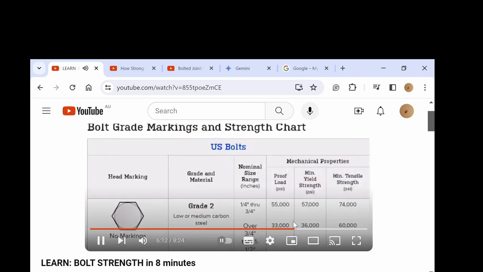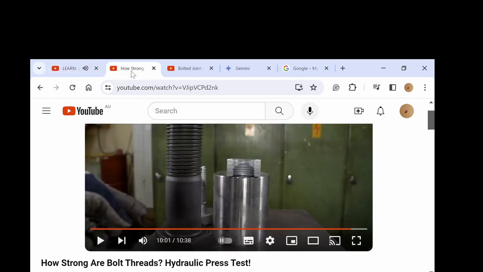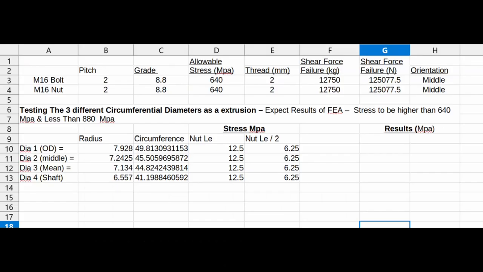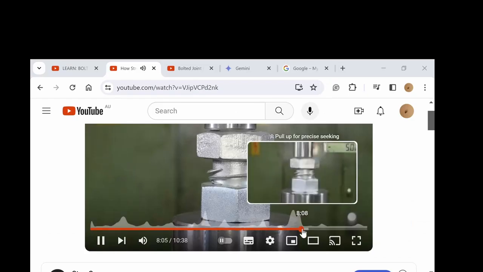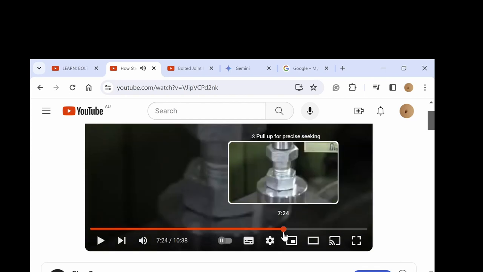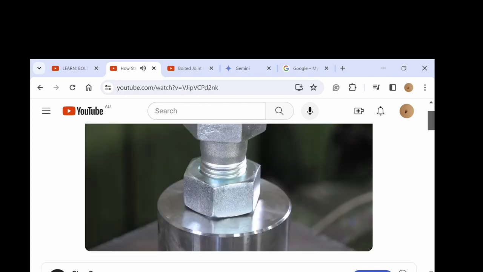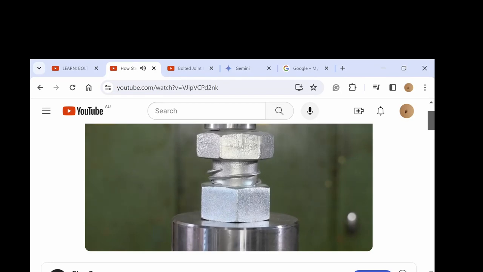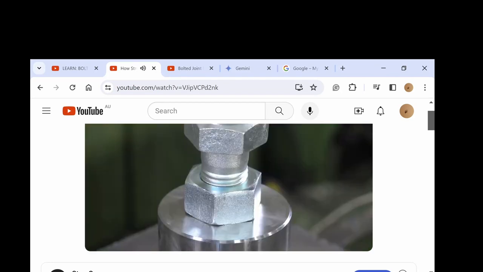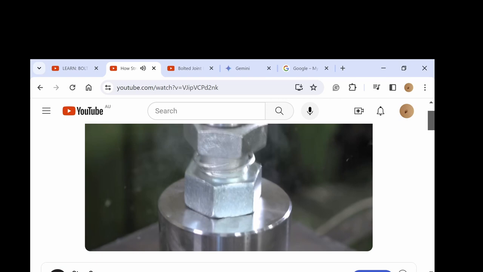Iron Designer, for one, and the Hydraulic Press Channel have invested in a 150 ton press and some serious bolt destruction to shine light on this subject. This is 120 tons. And here we go. Without workings, but it states a minimum safety factor of 2.